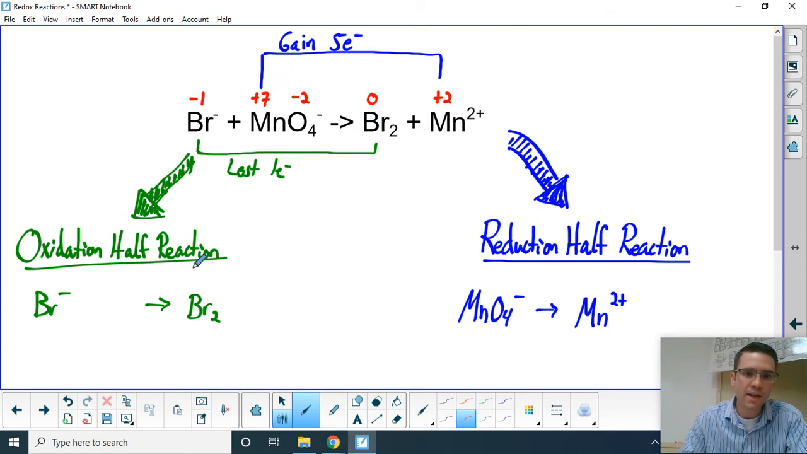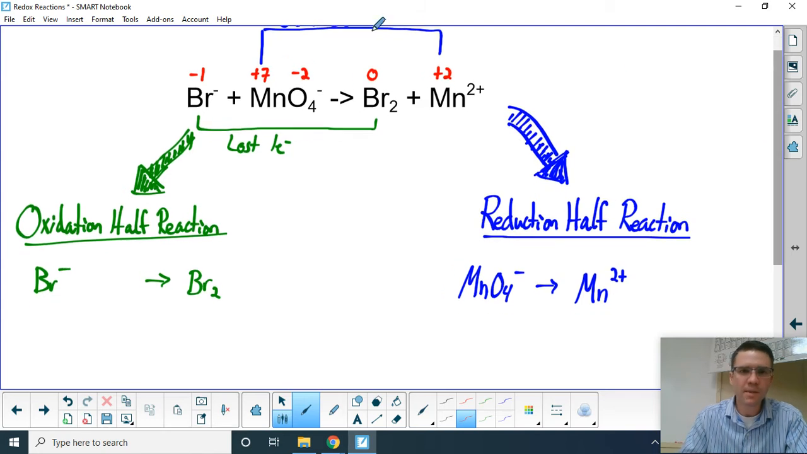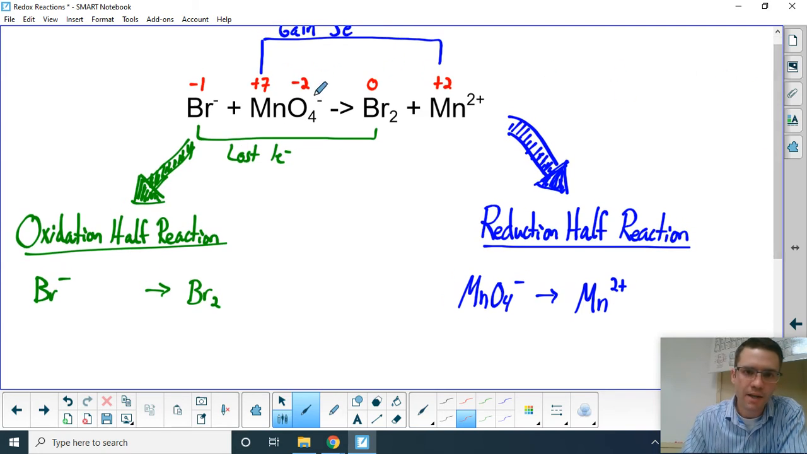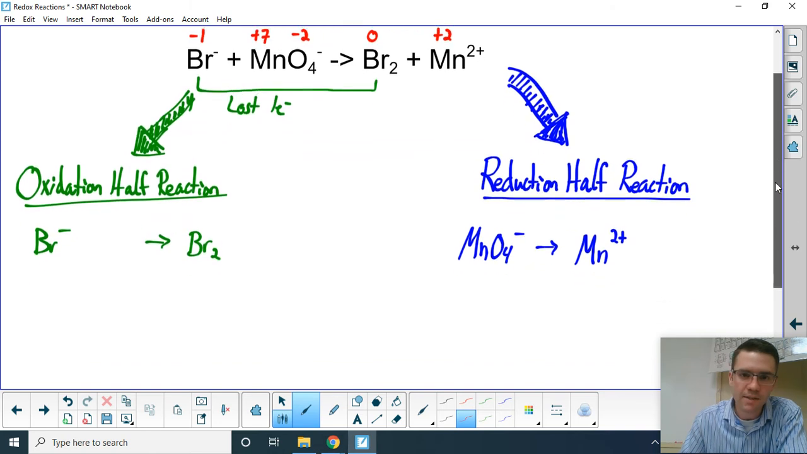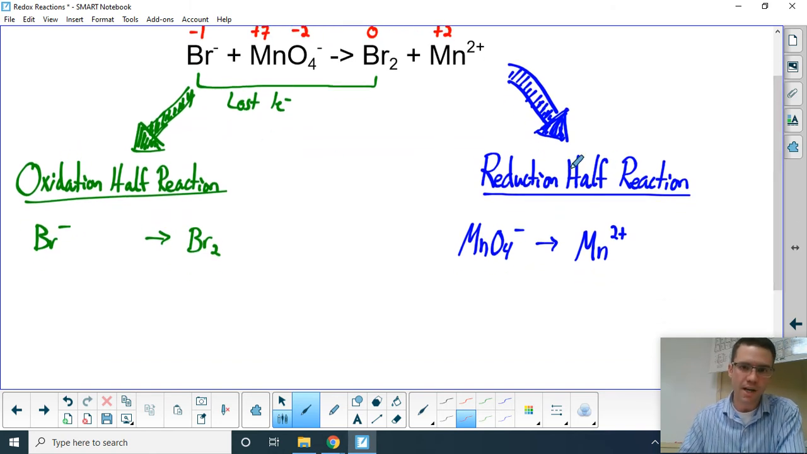And when we break these into the half reactions, something's a little bit different in this chemical equation. We have the manganese attached to the oxygen, and the oxygen gets to stay with the manganese when it goes into the reduction half reaction. Anything attached to the element that's getting reduced here gets to go and be part of the half reaction. So you bring the whole element with all the compound attached to it. So we get an oxidation half reaction and a reduction half reaction. And now we need to balance these half reactions.